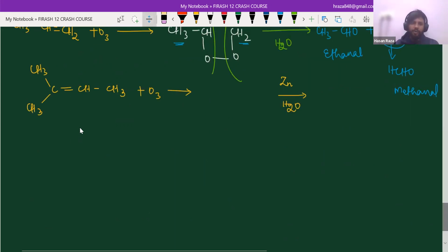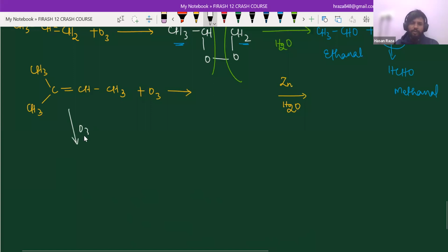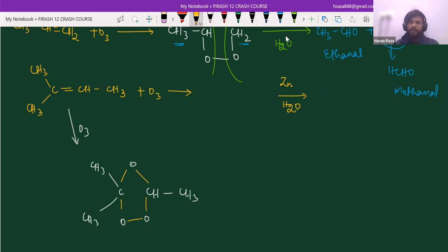First, if you are going to react this with O3, what it will be? CH3, CH3 here it will be, and then the rest part is CH3. You are going to make a home here like this and break the home like this. So this will be broken like this and this.